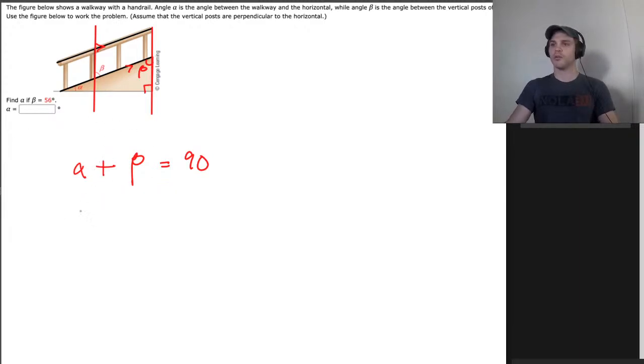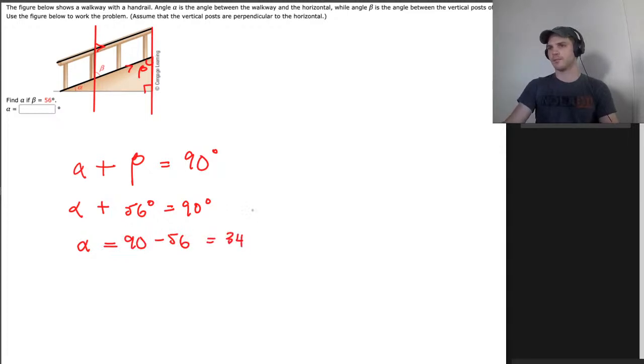Okay, so then we actually know beta. It's given to us here. So I can substitute 56 degrees in for beta. And then I just solve for alpha by subtracting. So what will, 34?